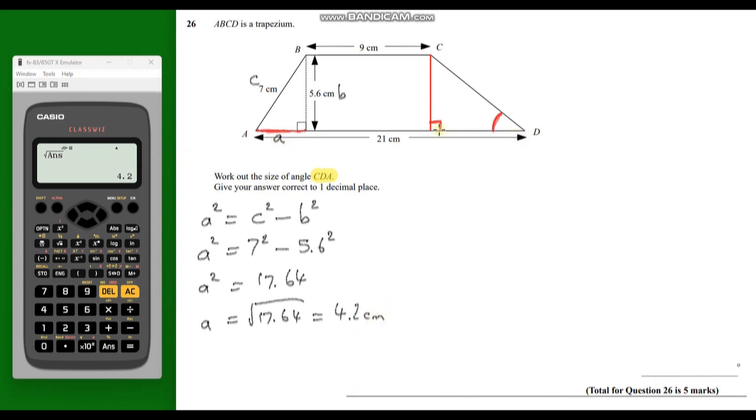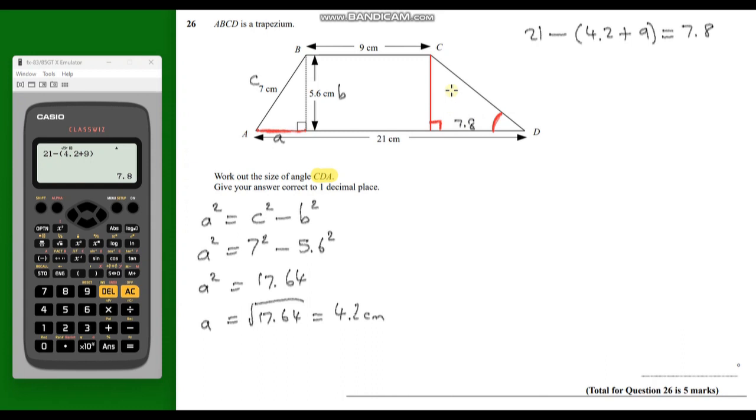So now we can calculate this length. What we're going to do is we're going to do 21. Let's do it up here. So 21, take away the sum of these two lengths. So 4.2 plus 9. So 21 minus, in brackets, 4.2 plus 9. And that gives us 7.8. So we know that this length is 7.8.